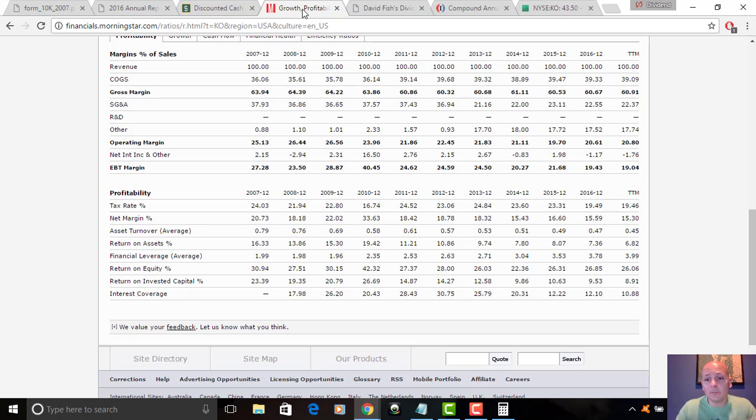And then I want to see good profitability. All else equal, higher net margin is better than lower net margin. It's just profit margin. Net margin is basically, after all said and done, bottom line, what's your profit margin? All else equal, again, higher margin is better.